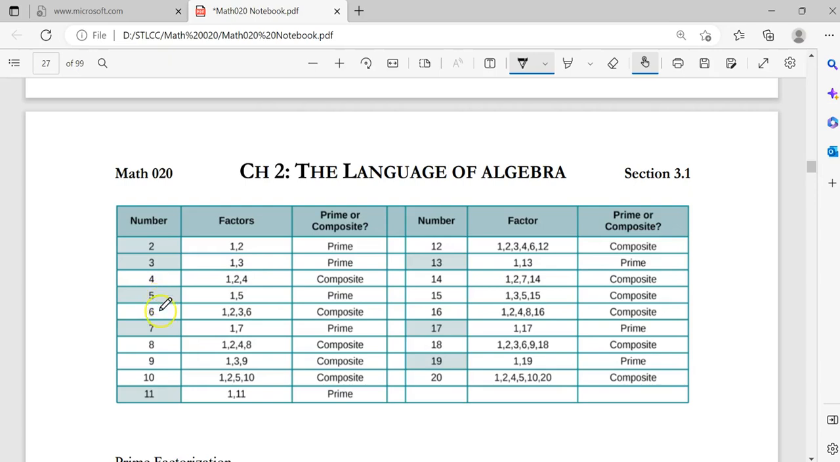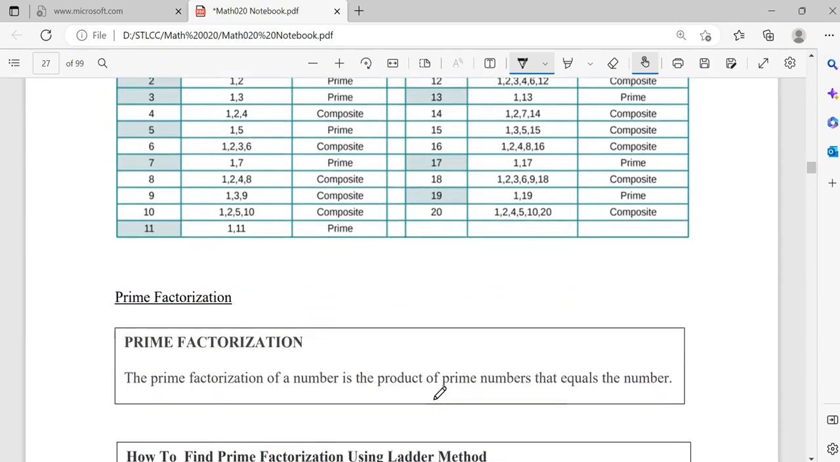5 is a prime. 6 is a composite because there's more than one way of representing 6. You can do 1 times 6 or 2 times 3. Okay, so that's why 6 is composite. So this is a nice little reference sheet to study. Make sure that you understand this and notice that the prime numbers are all highlighted in a darker color. So we have 2, 3, 5, 7. Then the next prime number is 11. Then we have 13, 17, 19. So we'll stop at 20 because that should be enough for the purposes of this course.